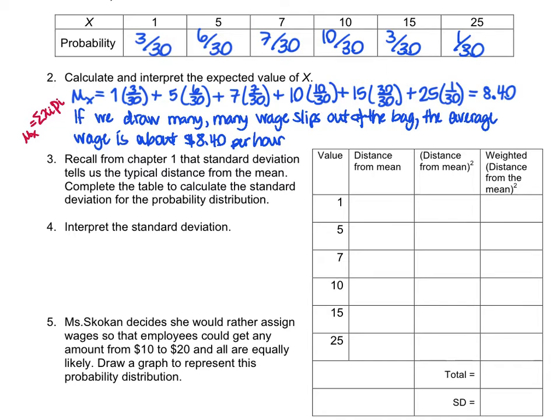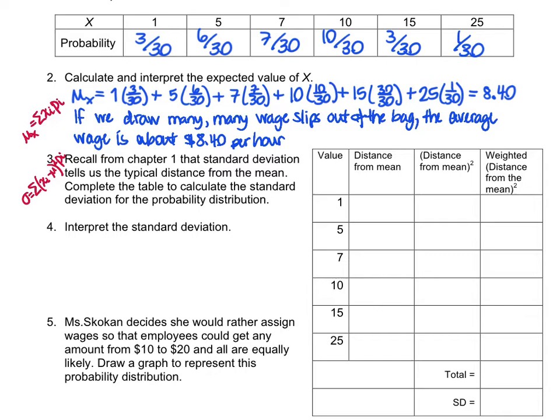Number 3 says, recall from Chapter 1 that standard deviation tells us the typical distance from the mean. Complete the table to calculate the standard deviation for the probability distribution. Now I'm just going to write down in the margin the formal definition or formula for the standard deviation of a probability distribution. And that is the square root of the sum of the squared differences between each individual value and the mean times the probability for that particular outcome.